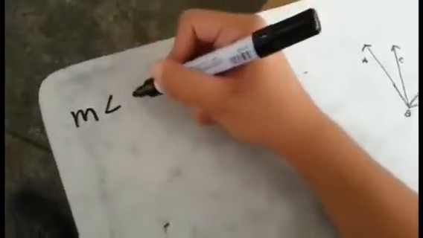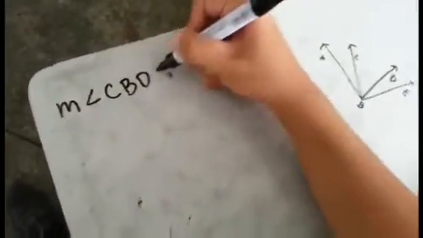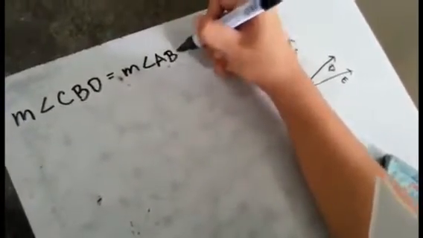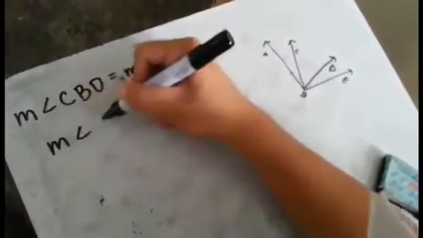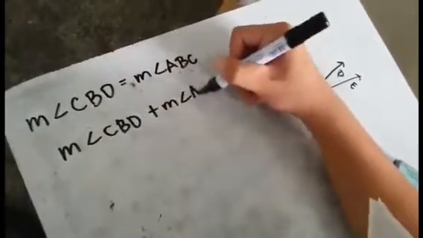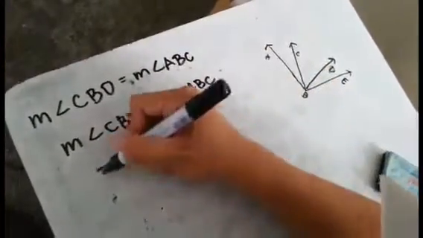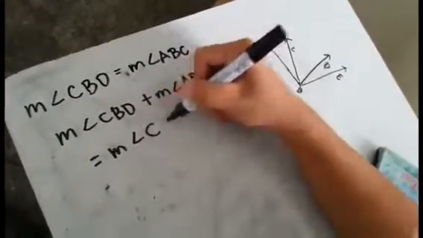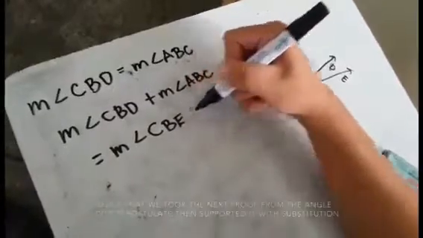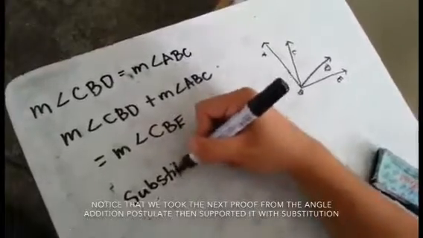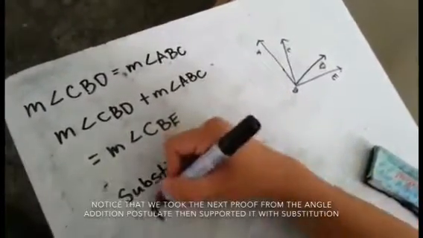You can also see that the measure of angle CBD is equal to the measure of angle ABC, and if both are added, it will be equal to the measure of angle CBE due to the substitution property.